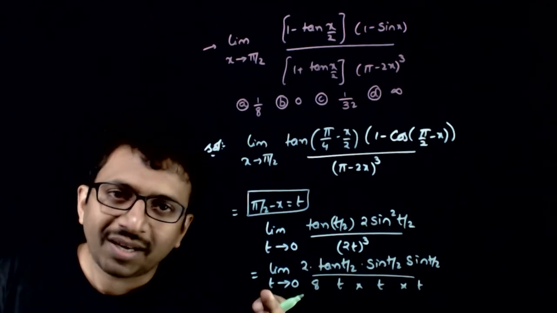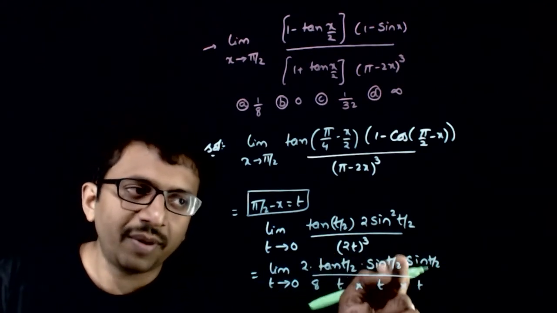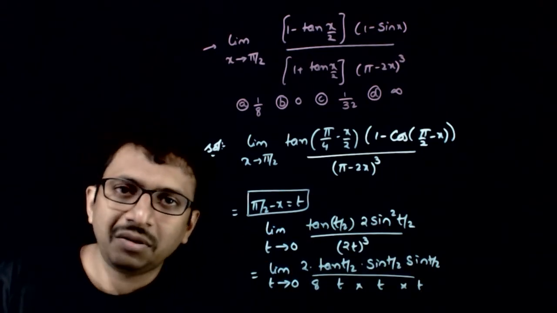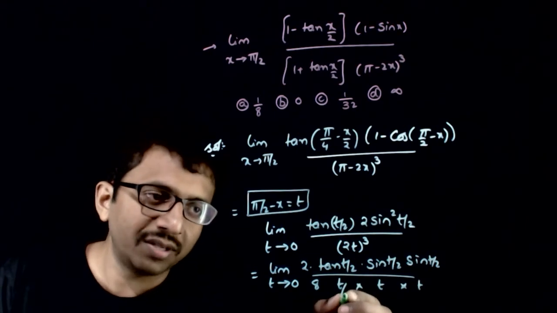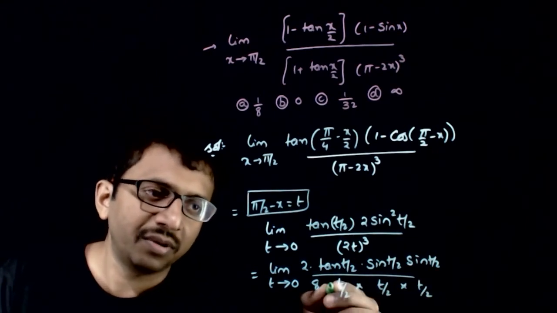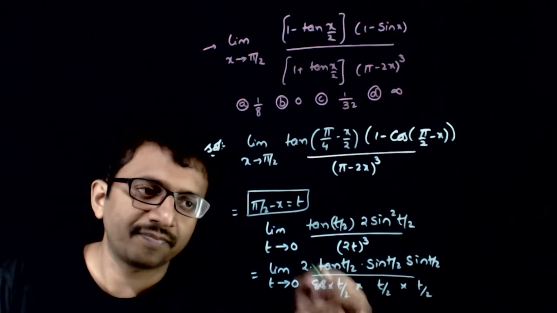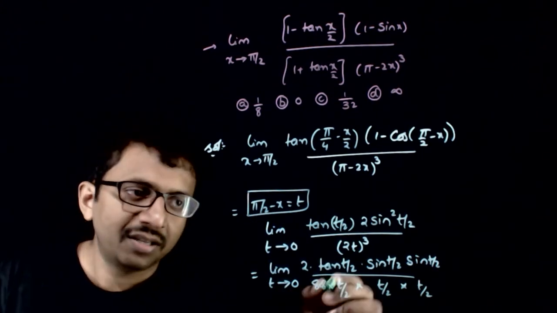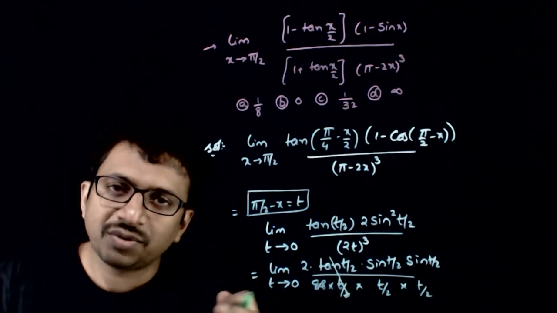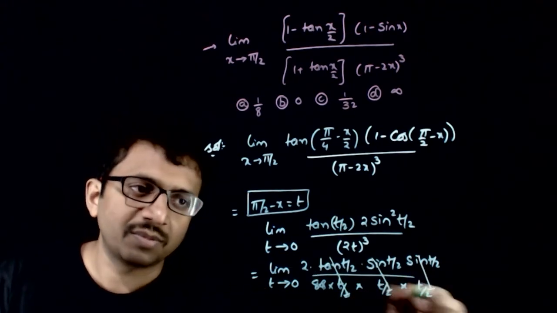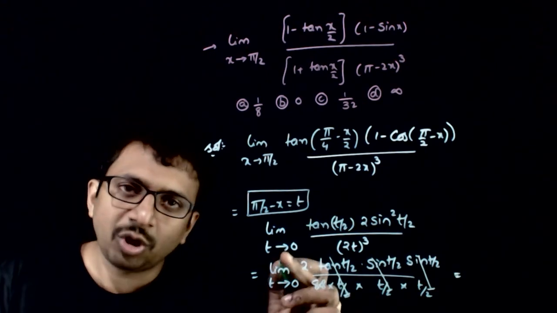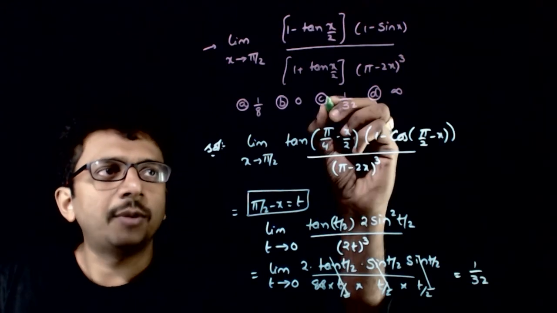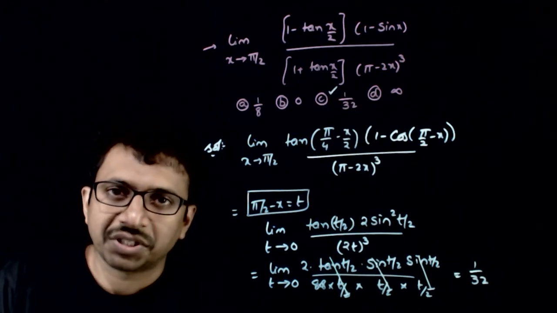Now we know that as t tends to 0, t by 2 tends to 0. So if you have exactly t by 2 in the denominator, you get 1 as the answer. So what I do is I'll write t by 2, t by 2, t by 2 into 8. So I have effectively divided by 8 and multiplied by 8. So now tan t by 2 by t by 2, t tends to 0 becomes 1. So this becomes 1, this becomes 1. So the answer is 2 by 8 into 8, that is 1 by 32. So option C is the right answer to this question. Thank you.